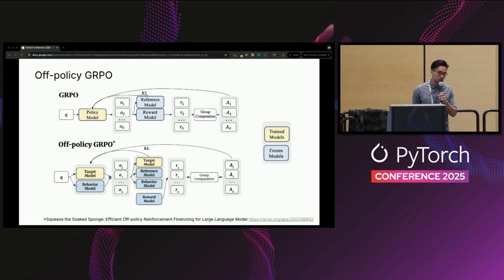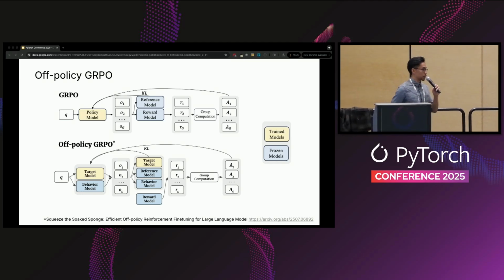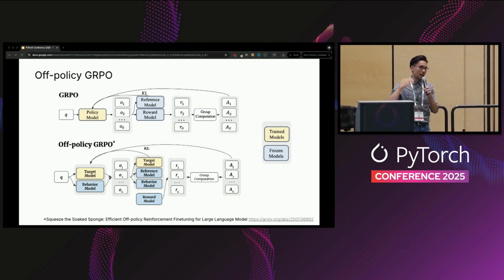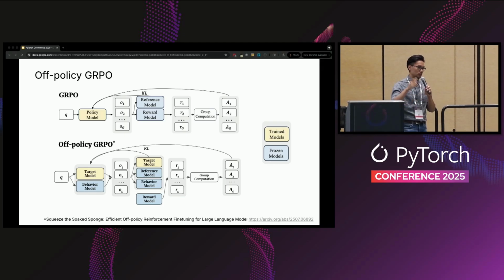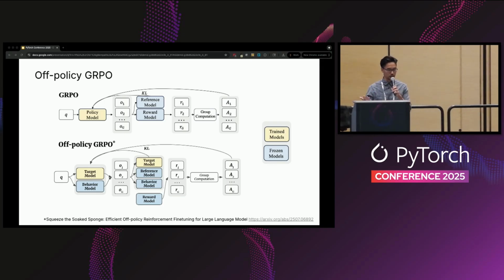Another one I'm super interested in is off-policy GRPO. What if you can have a high-capacity model that distills its knowledge into a smaller language model? That's the gist of this.